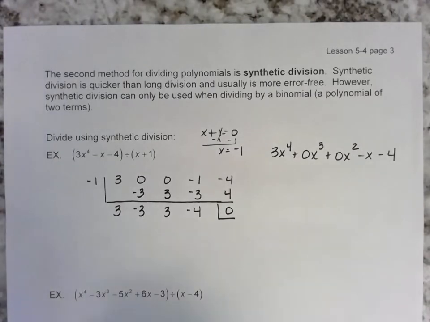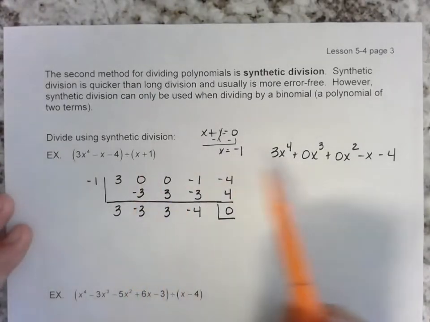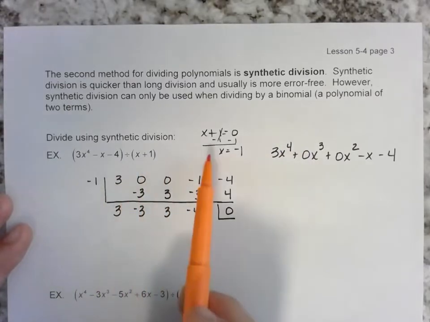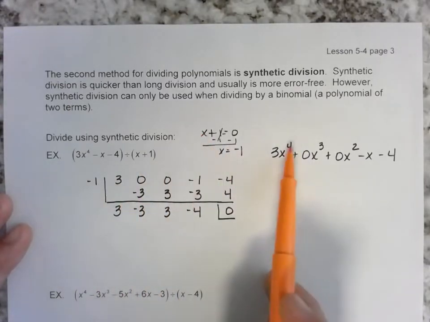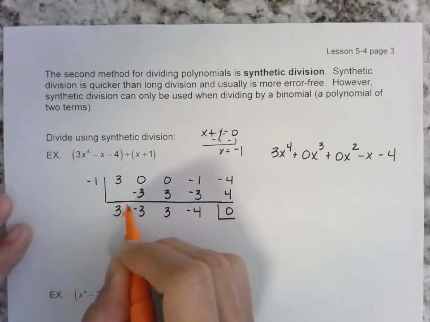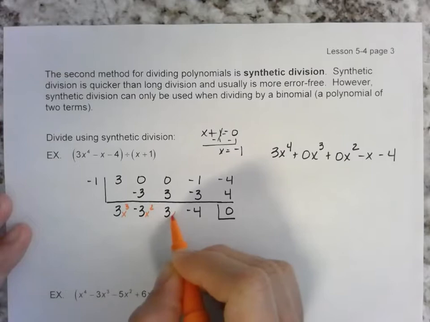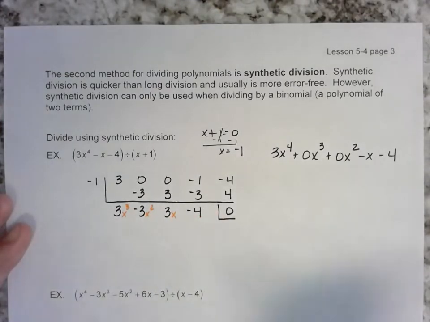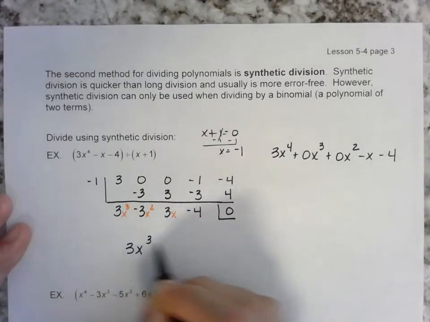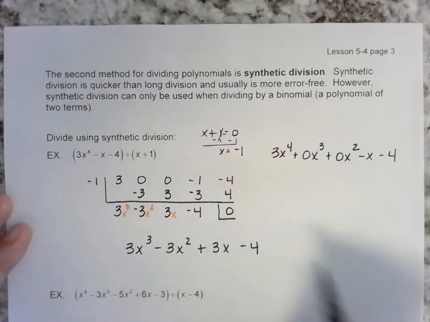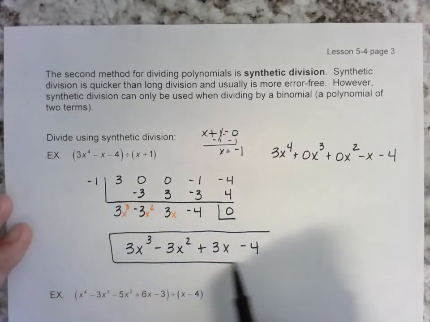So what happens with all of our variables? Notice our original problem started as a 4th degree polynomial. So you're going to reduce it by 1 because you divide it by this one, right? So you reduce that by 1, this becomes your x cubed. So the exponent is decreased, 3, 2, 1, 0. So your quotient is 3x cubed minus 3x squared. That's a positive 3x and a -4. Since the remainder is 0, that's all we have to do.